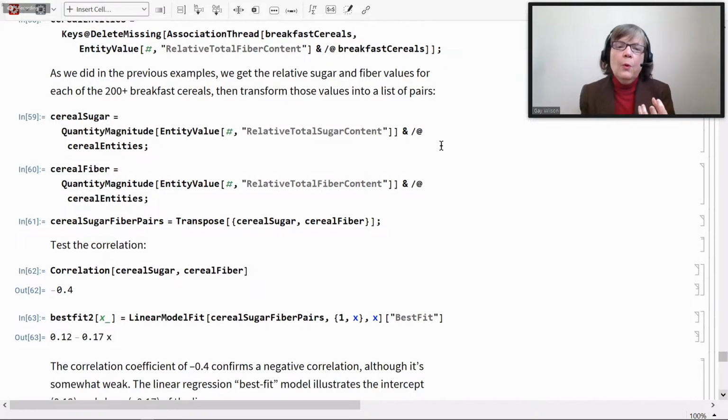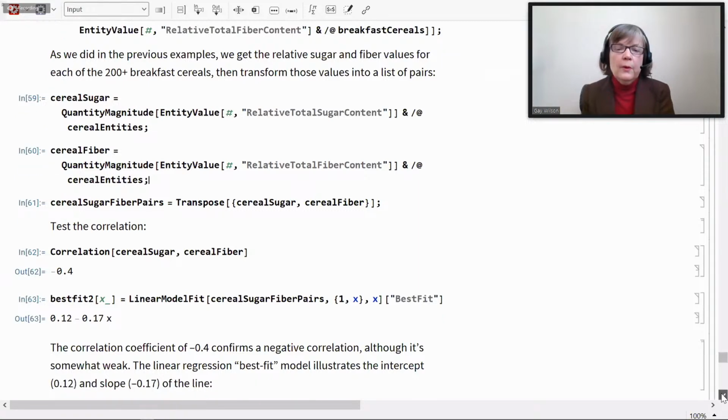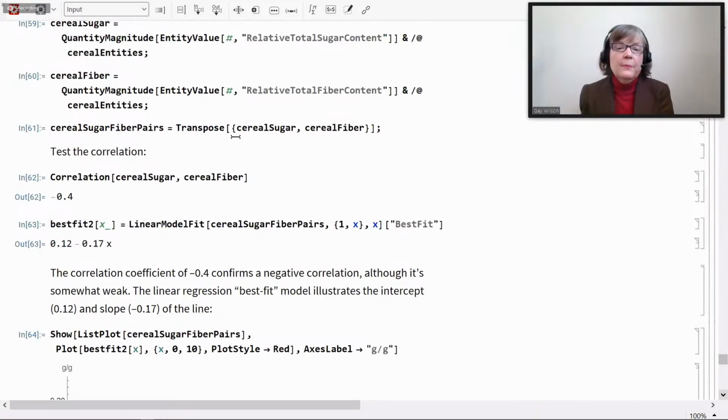So we've now pulled down the relative total fiber content for those 232 breakfast cereals. Like we did in the example, I'm going to get the data. Because there's so much data behind this, I went ahead and ran it and put the semicolon. I learned that's very valuable, so I don't use up all my screen space showing you all those results. I've gone ahead and pulled the total sugar content and the other Wolfram language food property, relative total fiber content. So we've got that data pulled into the notebook. I've paired it up, just like the transpose function, just like we did before.